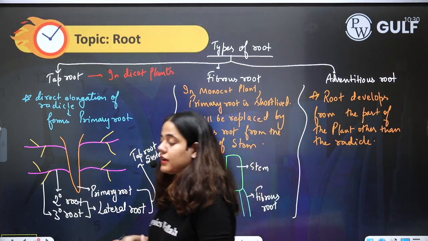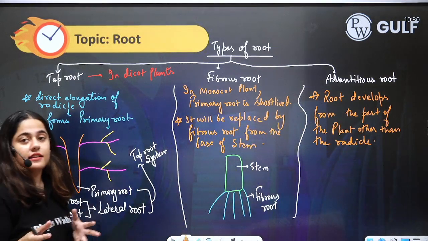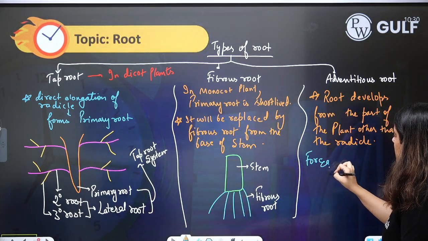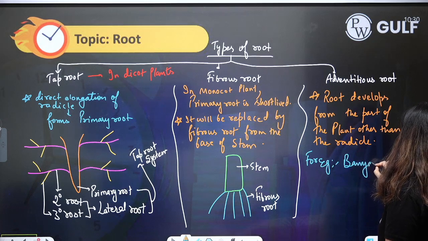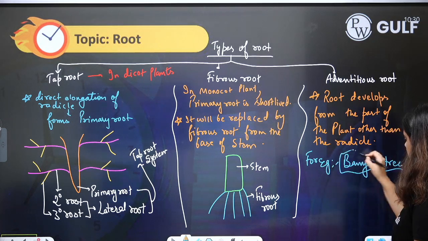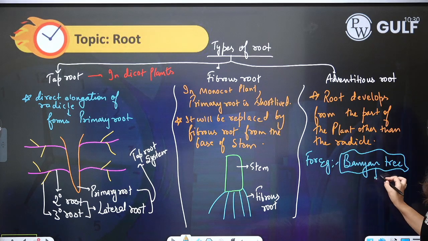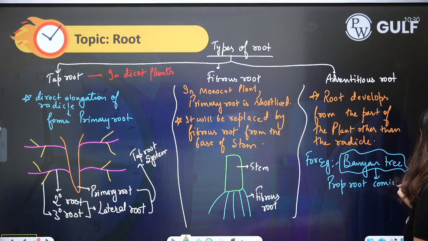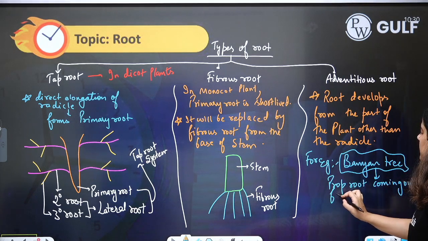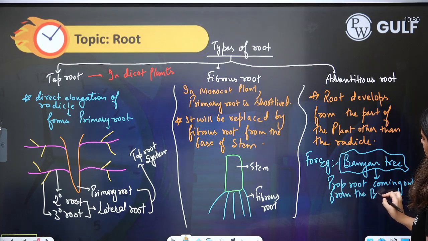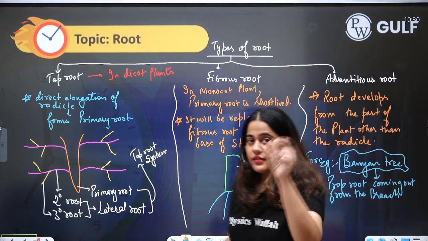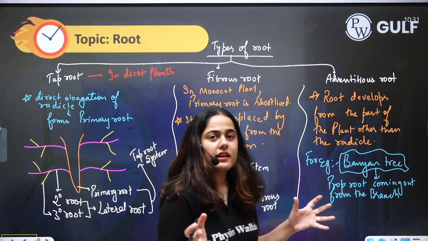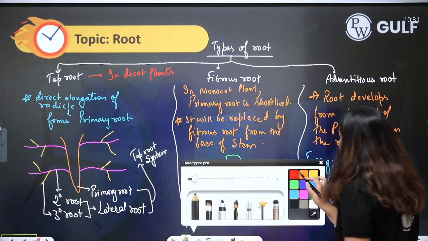Right, so here root is arising from the part of the plant other than the radicle. For example, banyan. Have you seen those hanging roots from banyan? Known as prop root, coming out from the branch. So in banyan, the root that you see hanging from the branch is known as prop root. It is for support because the plant is very heavy. The branches are very heavy, right?